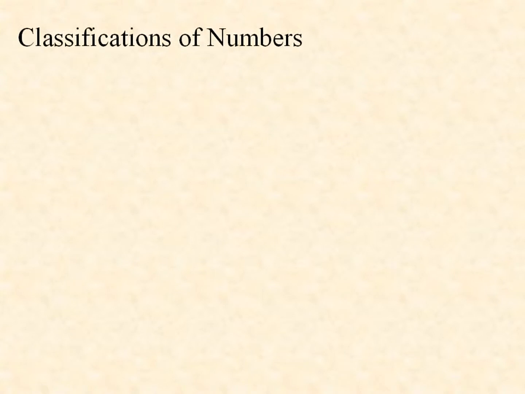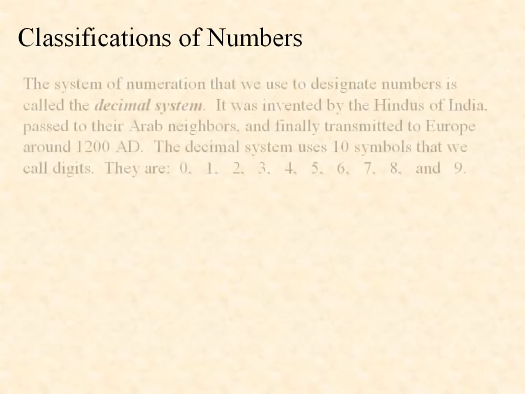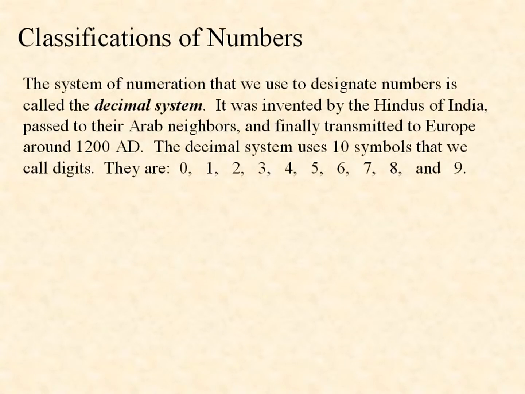Classifications of numbers. The system of numeration that we use to designate numbers is called the decimal system. It was invented by the Hindus of India, passed to their Arab neighbors, and finally transmitted to Europe around 1200 AD. The decimal system uses 10 symbols that we call digits. They are 0, 1, 2, 3, 4, 5, 6, 7, 8, and 9.